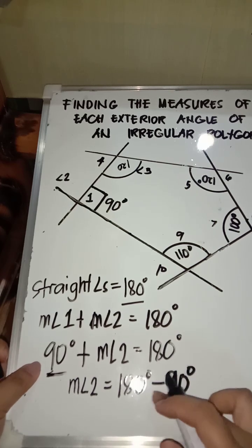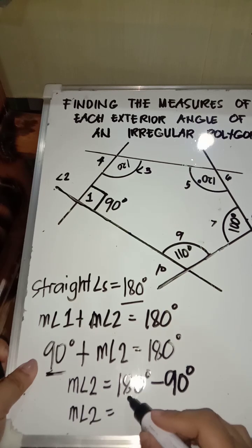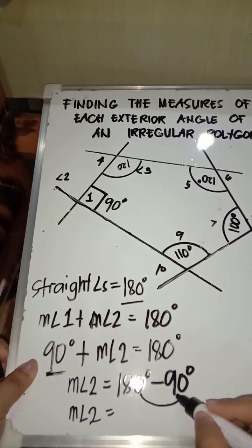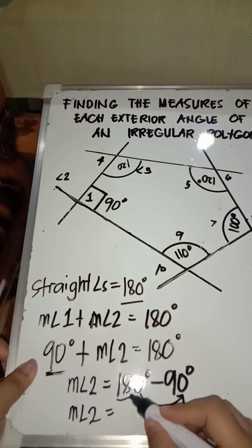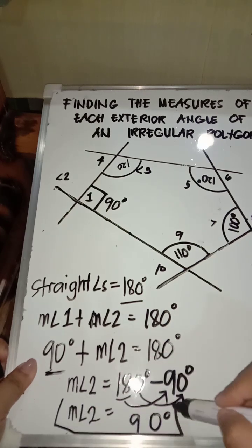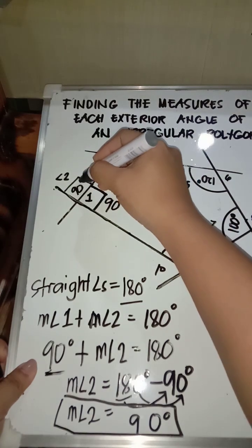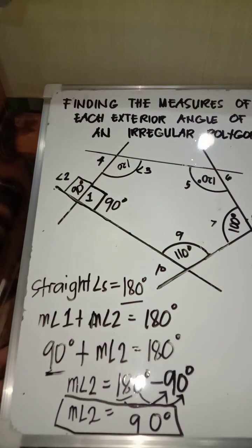So instead of plus, it becomes minus. The measure of angle 2 is 180 minus 90. 0 minus 0 is 0, 18 minus 9 is 9. Therefore, the measure of angle 2 is 90 degrees. It forms a box, so that is angle 2.